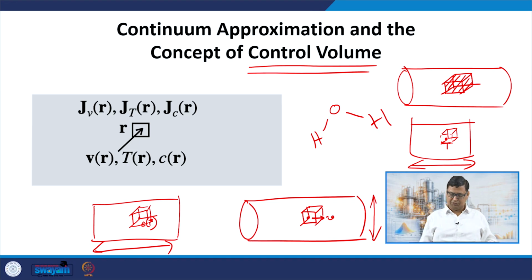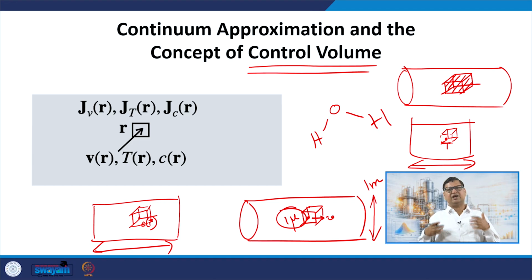Let us say, for example, if this was 1 meter. So, even if I take this control volume to be like something like 1 micron in size, I have a very large number of molecules in 1 micron cubed volume, right. So, therefore, I can take an average and define the velocity at a particular point, or the average kinetic energy or temperature at a particular point, or the concentration at a particular point, right.